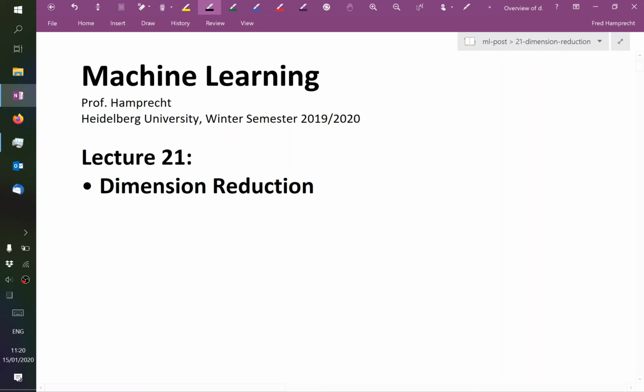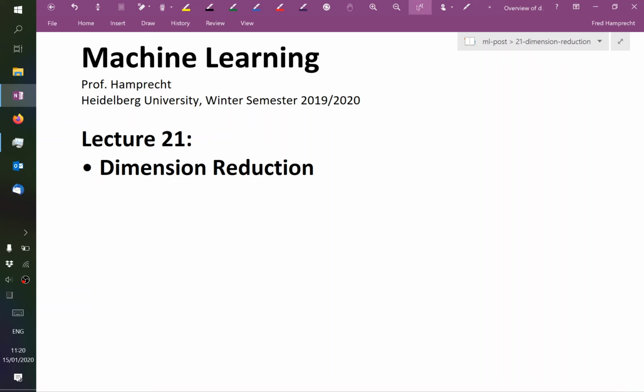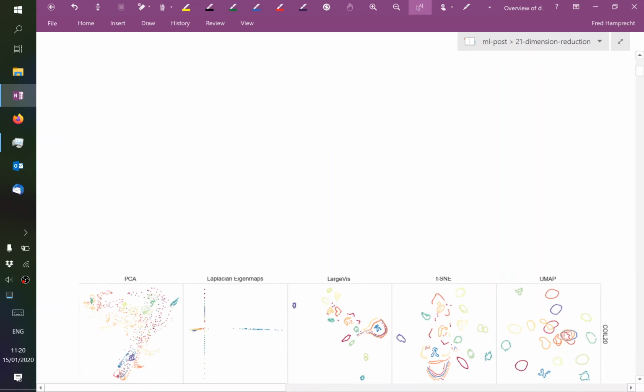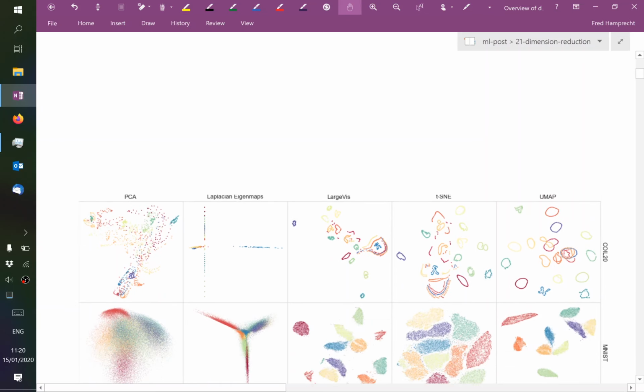Now, the first thing to do would always be PCA in any case, because we understand well what it does. It's cheap, or you can compute it approximately, which is even cheaper, and that's the first thing to do in any case. But sometimes linear is not enough, and then we need more complicated methods. Here's a glimpse at some methods in terms of a few data sets.